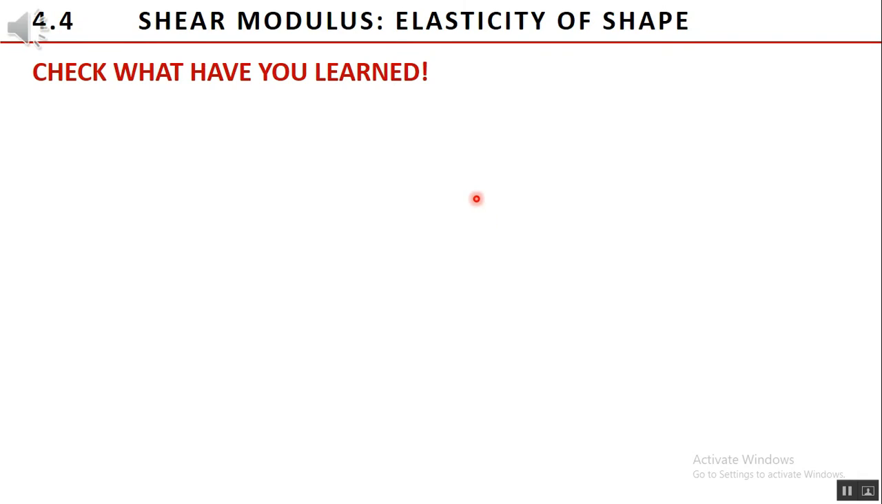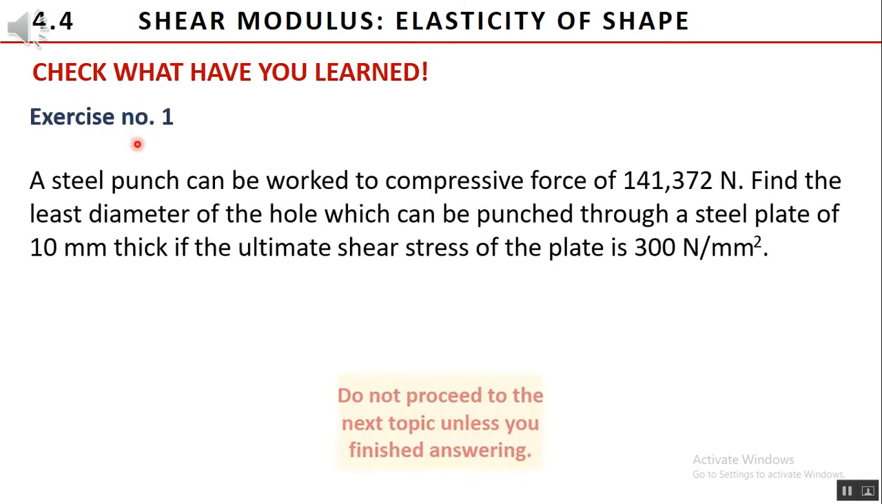Now it's your turn. Answer this exercise number 1. A steel punch can be worked to a compressive force of 141,372 newtons. Find the least diameter of the hole which can be punched through a steel plate of 10 mm thick, if the ultimate shear stress of the plate is 300 Newton per square millimeter, or megapascals.